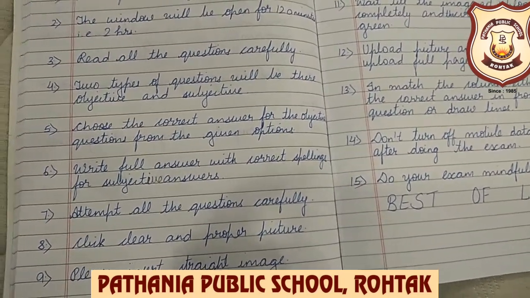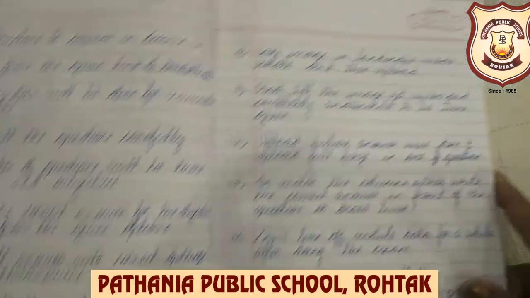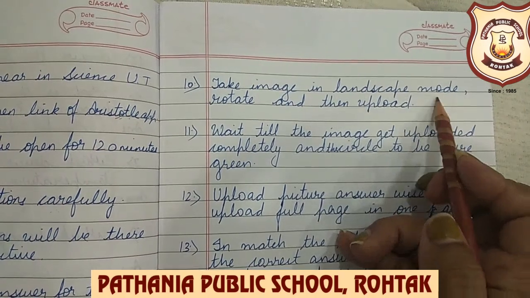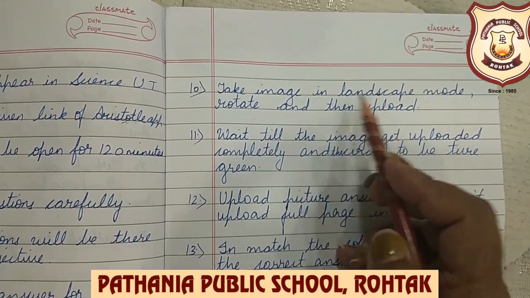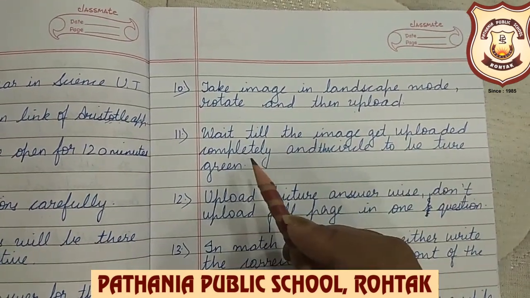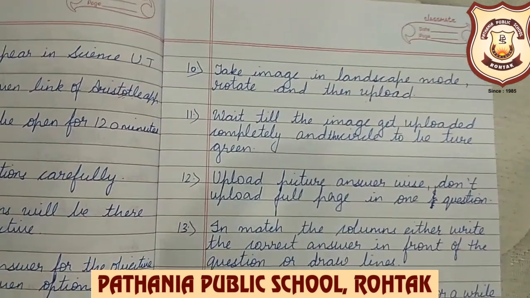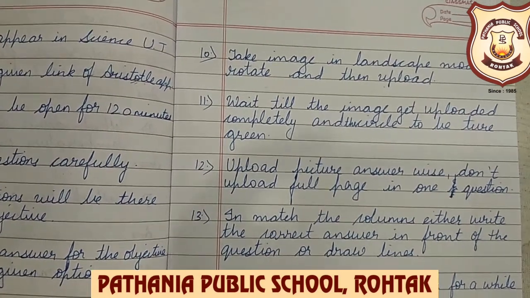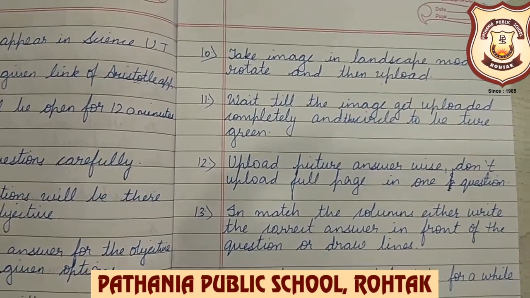Many of you are not inserting straight image. Please insert straight image. And how can you insert straight image? Take image in landscape mode, rotate and then upload. So your image will get inserted straight. Wait till the image gets uploaded completely and the circle turns green. Yes beta, wait till your circle turns green, because it is a sign of indication that yes, your answer is being uploaded.